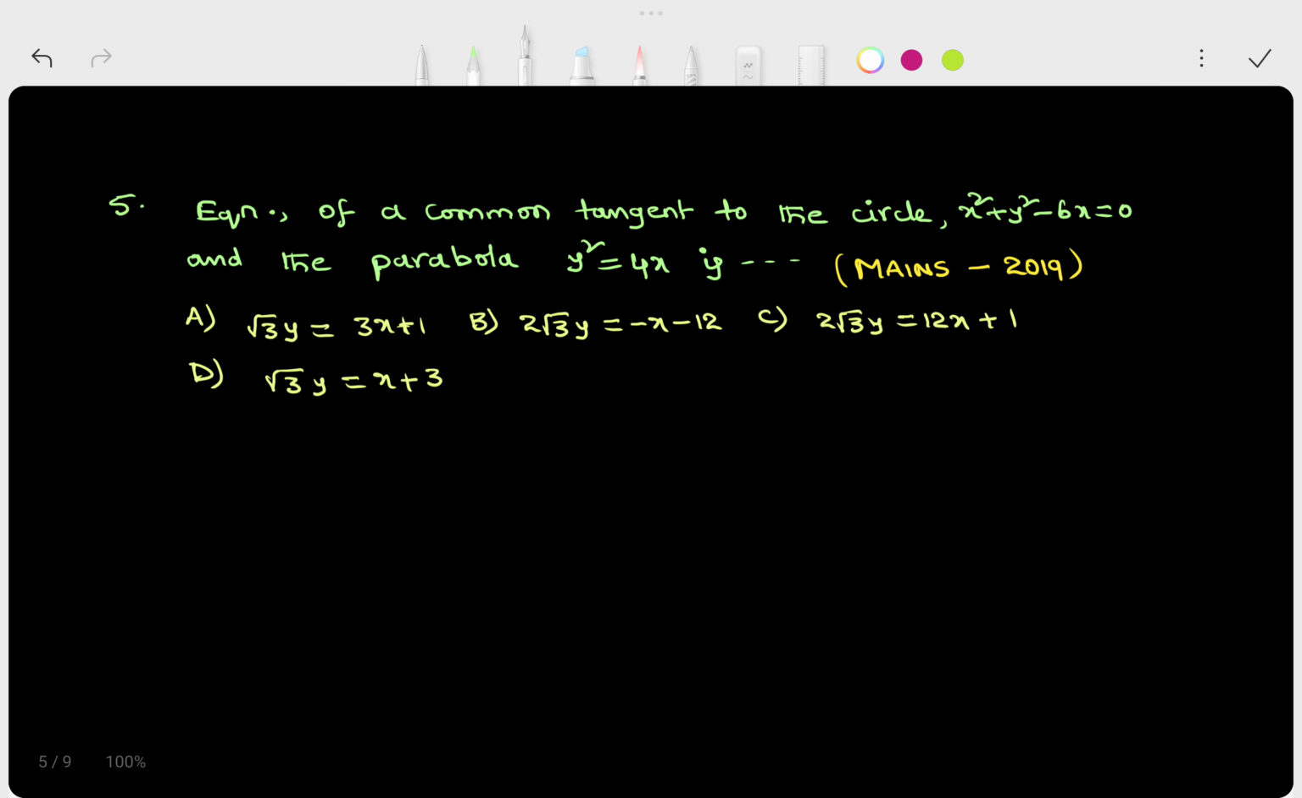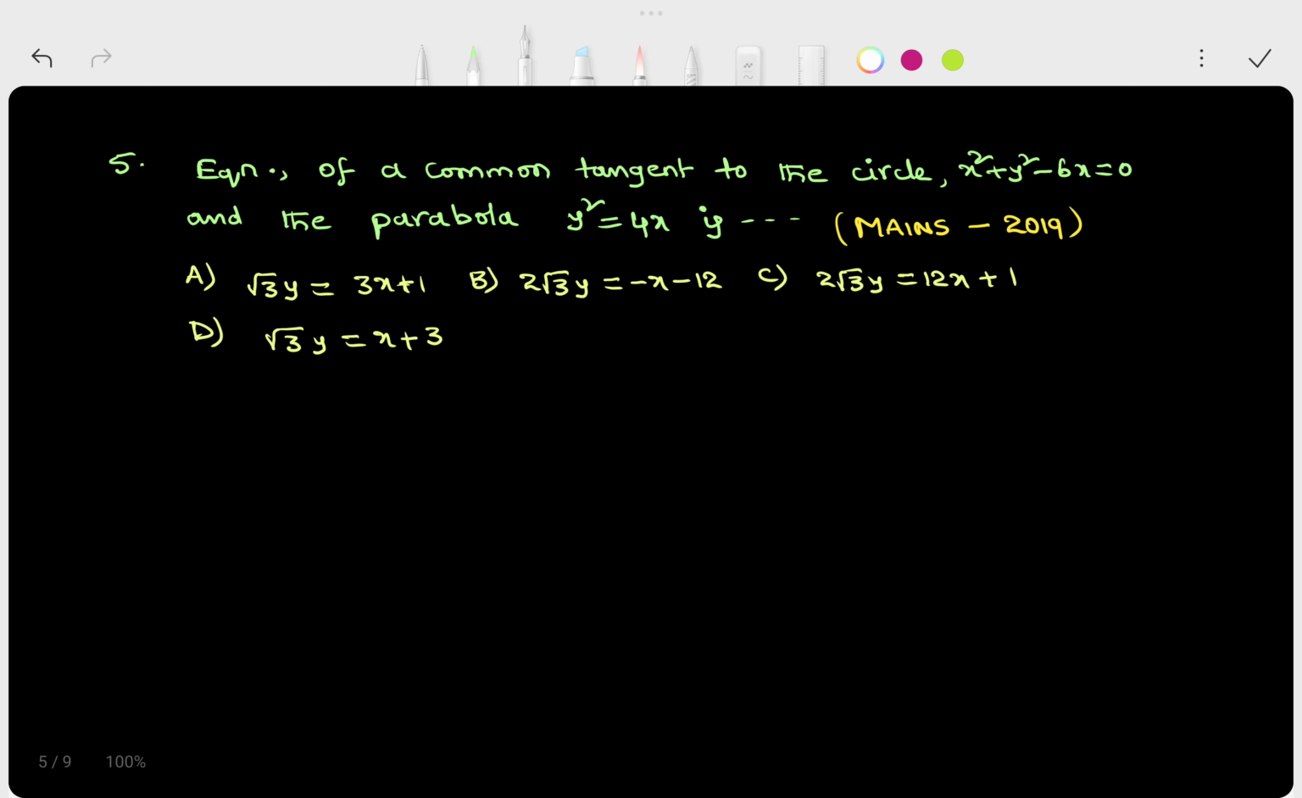Here, another question is: the equation of a common tangent to the circle x square plus y square minus 6x is equal to 0 and the parabola y square is equal to 4x. First, the circle: x square plus y square minus 6x is equal to 0. This is the first equation. Now the second equation is y square is equal to 4x.